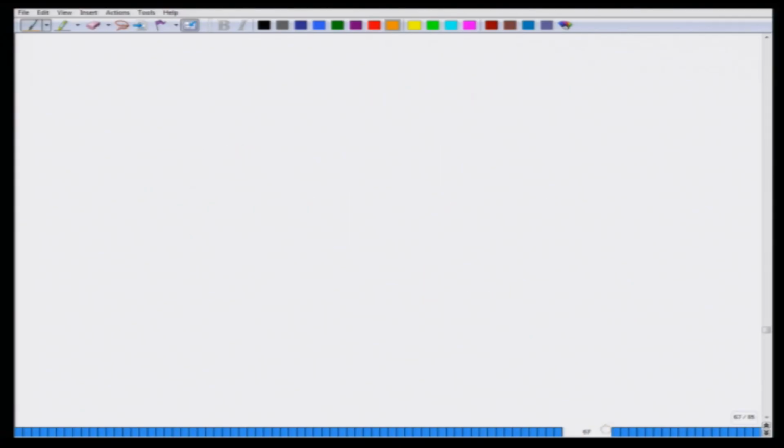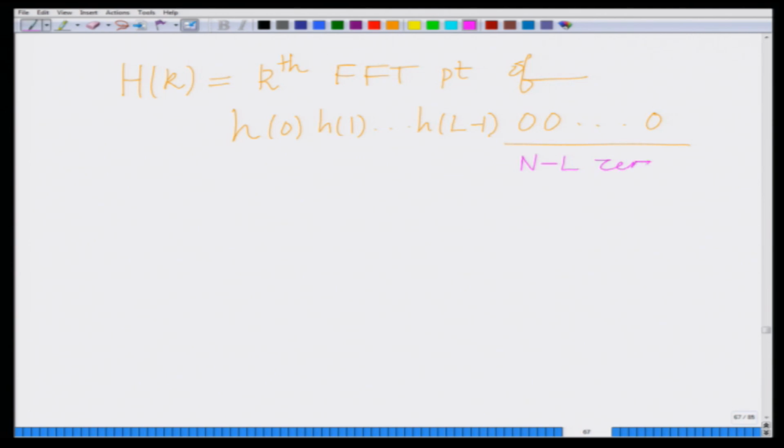So, capital H of k is equal to the kth FFT point of the zero-padded sequence h0, h1, up to h L minus 1, followed by zeros. And what is this? These are N minus L zeros.